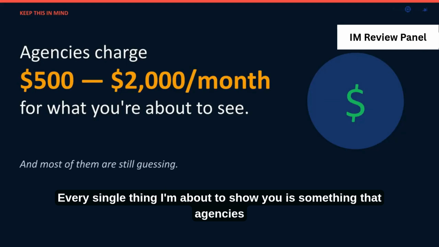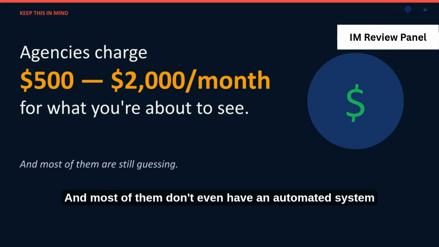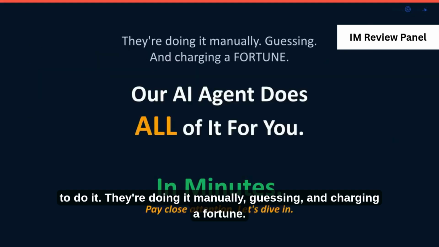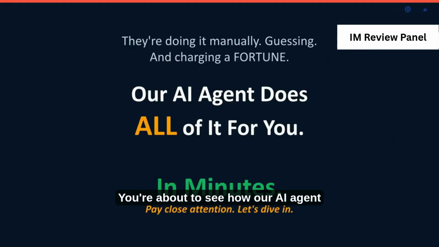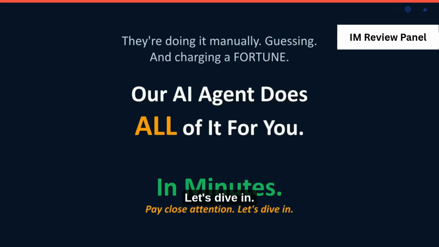Every single thing I'm about to show you is something that agencies are charging anywhere from $500 to $2,000 per month to do for their clients. And most of them don't even have an automated system to do it. They're doing it manually, guessing, and charging a fortune. You're about to see how our AI agent does all of it for you in minutes. So pay close attention. Let's dive in.